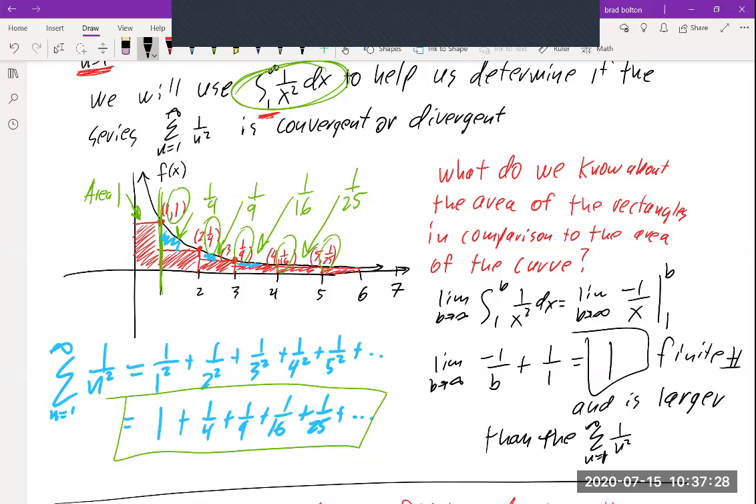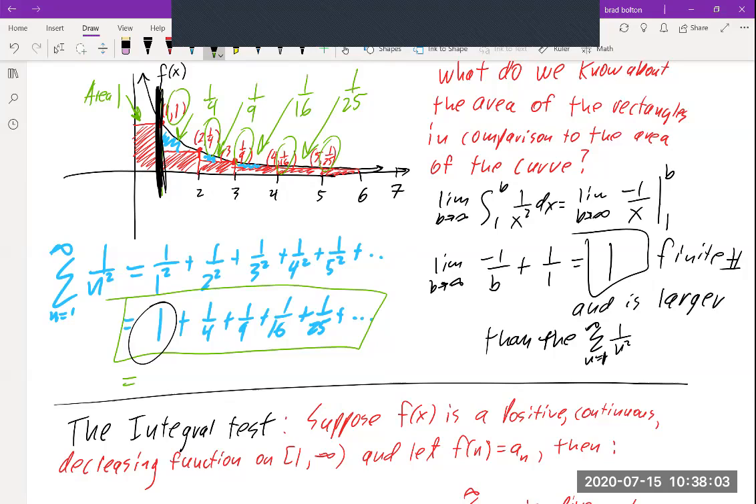Now that's again not including this first term right here, because we're only going from 1 to infinity, so all of the area to the right has to be smaller than 1. If you include the rectangle, then it technically would have to be smaller than 2. I think it was Euler who discovered that this actual series ends up being pi squared over 6, if my memory serves me.